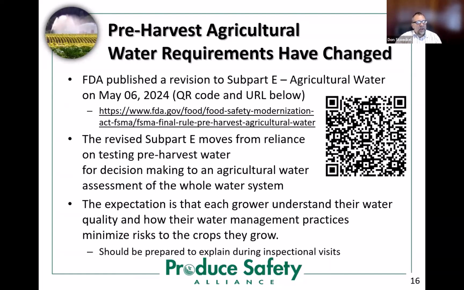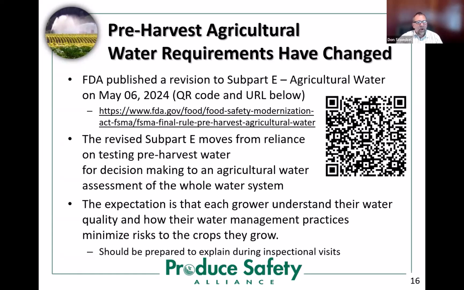This QR code and this URL take you to the FDA's website so that growers and other participants in the course can get to the actual language and the fact sheets that FDA revised. Remember that the revisions changed provision numbers, and some of the wording on sprout and post-harvest requirements are different, but the main effects were just on pre-harvest water requirements.